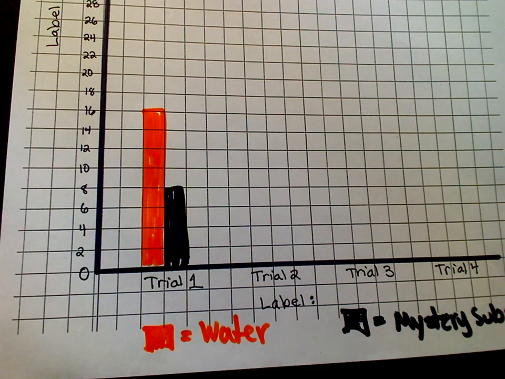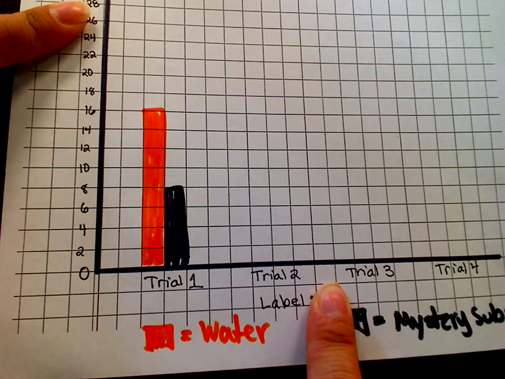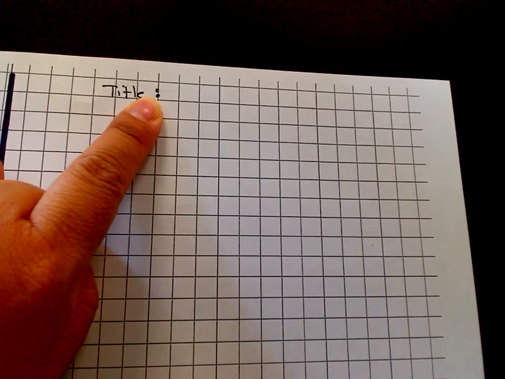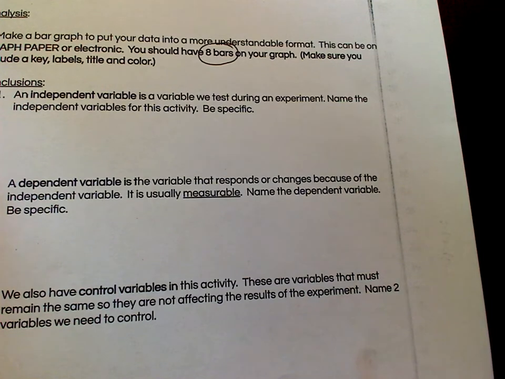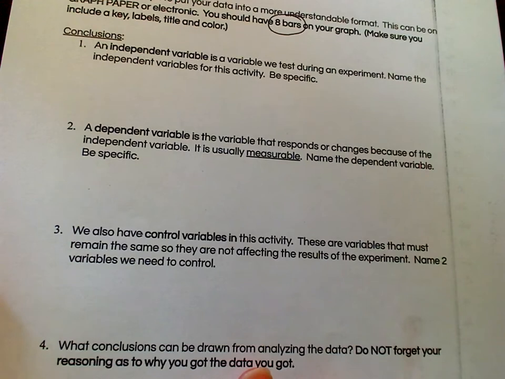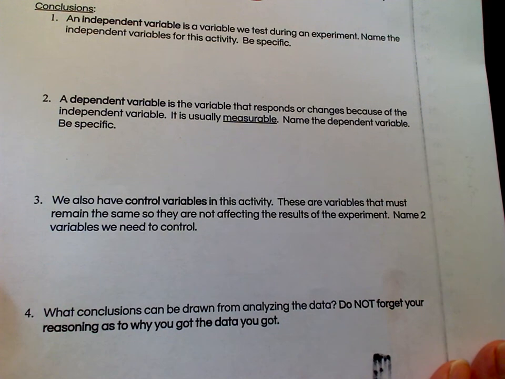So your job is to make sure that you have your key, color your bars in, label your 2 axes, put your title in, and then on the front side you have 4 questions that I need you to answer. Do your answers have to be in complete sentences? Anybody know the answer to that? No, they do not need to be in complete sentences. Use your notebook to help you with this. If you have any questions, raise your hand and I will help you, or if you're at home, you're going to message me. Okay?